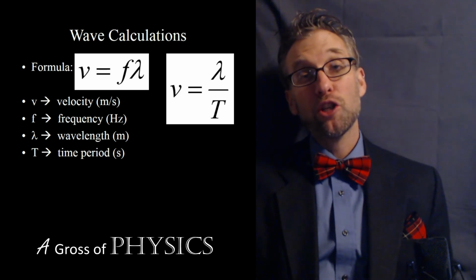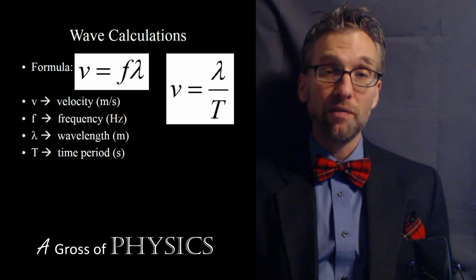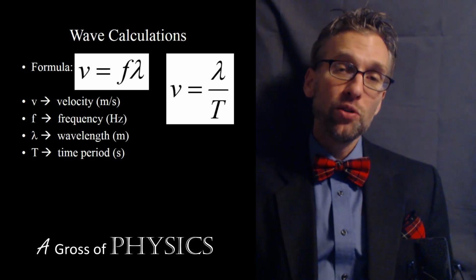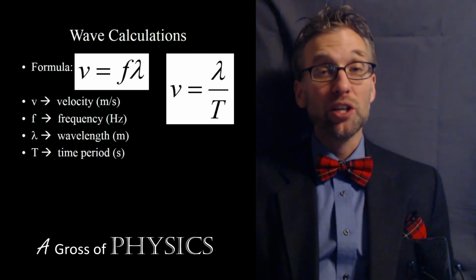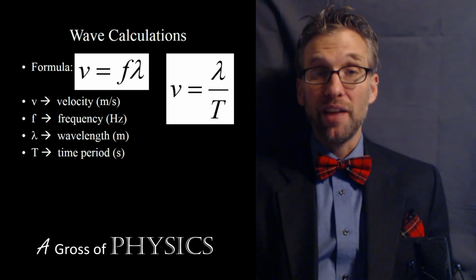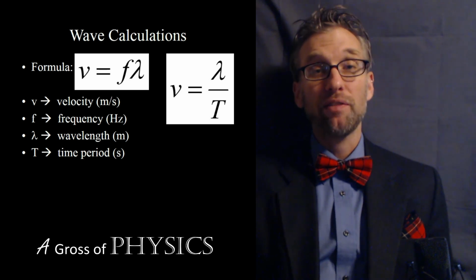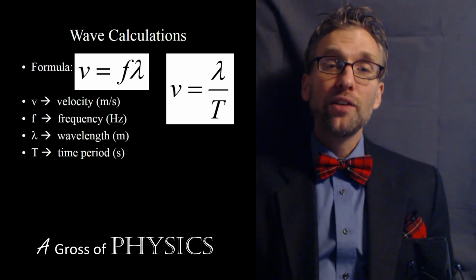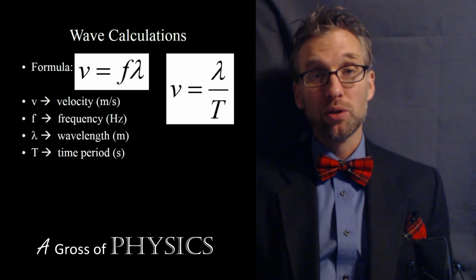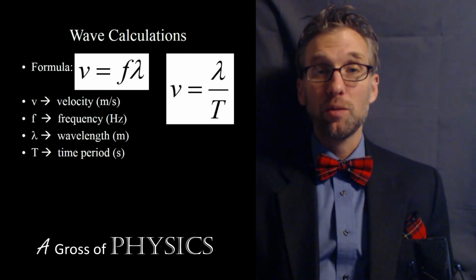So depending upon the situation we have, we can use V equals F lambda or V equals lambda over T. Now, if you're more comfortable using V equals F lambda, what you can do is, if you have the time period, find the reciprocal of that, and then plug it into the V equals F lambda equation. Most often, I will use V equals F lambda because that's the one I'm the most comfortable with. But you can use either one to solve for the speed of the wave.